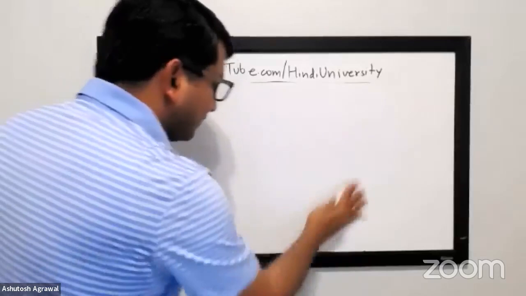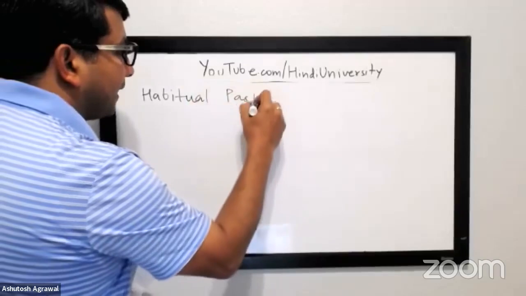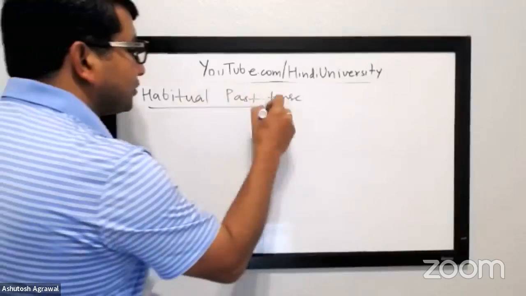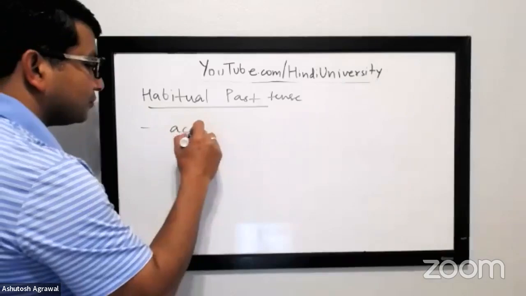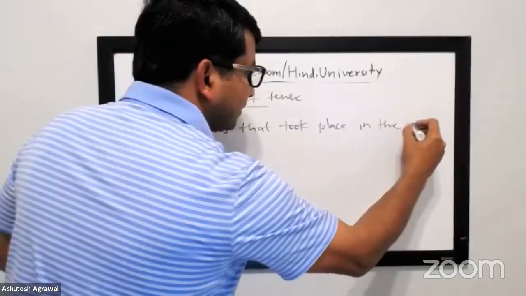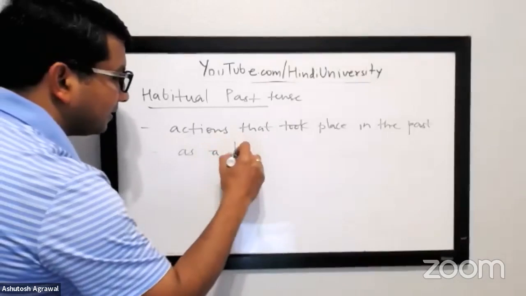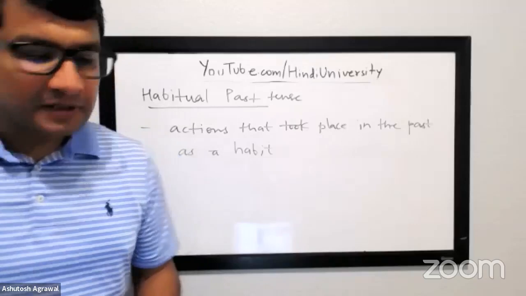So, habitual past tense. As the name implies, these are the sentences you use in conversation when you're talking about actions that took place in the past, most importantly as a habit. Generally speaking, when you are talking about just an action that took place in the past, you would go with the simple past tense. But the difference here is that they have to be a certain kind of habit.